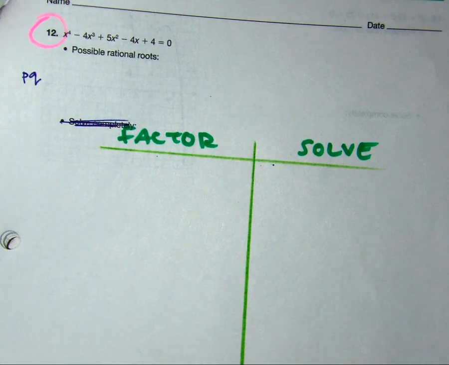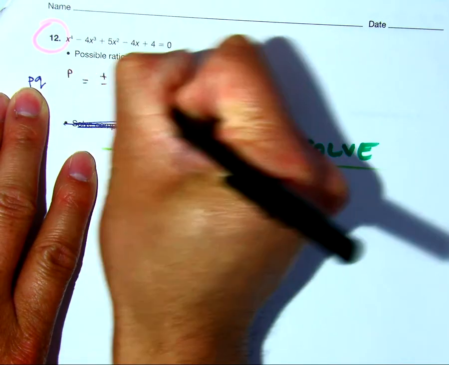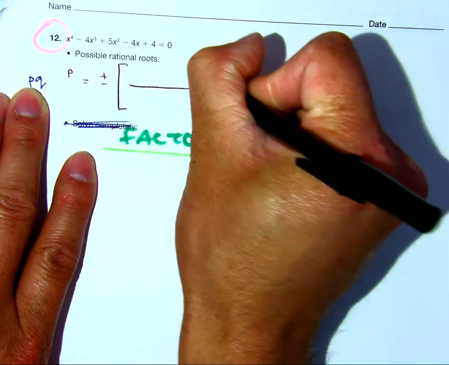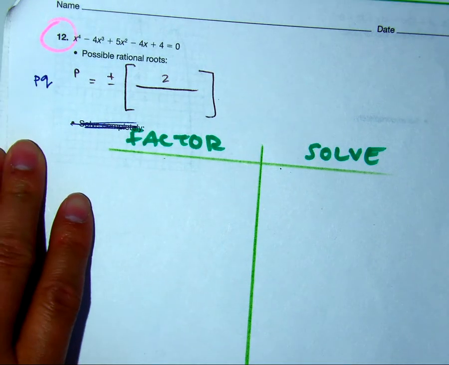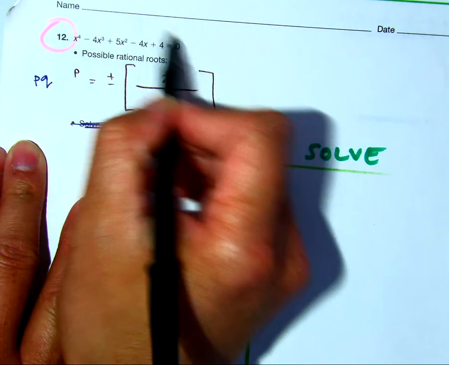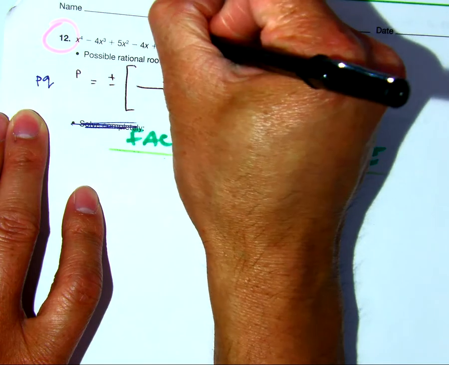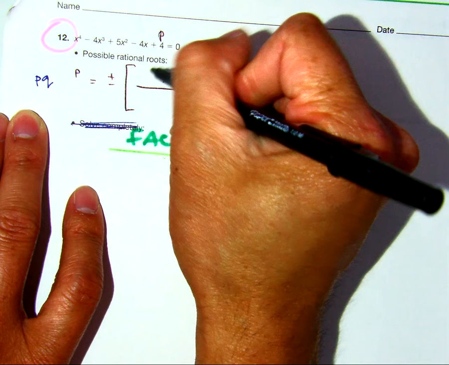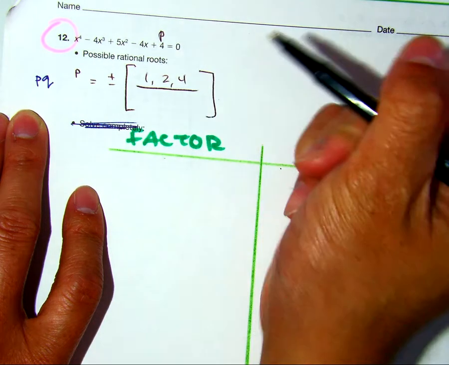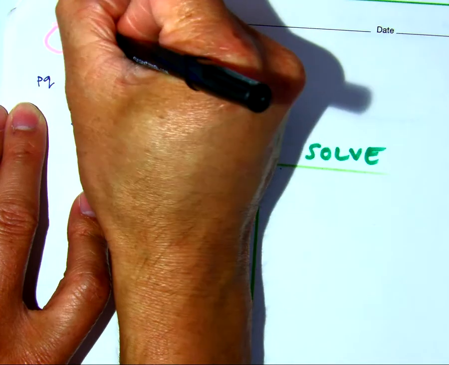Alright, help us find our p-value, John R. Two. Well, if you're looking at the polynomial, what is your p-value? It's 4. Correct. So all the numbers that multiply to be 4? 1 and 4. Correct. So 1, 2, and 4. And your q value? 1. Q value is 1.